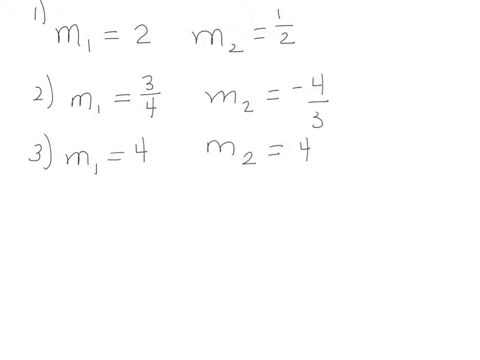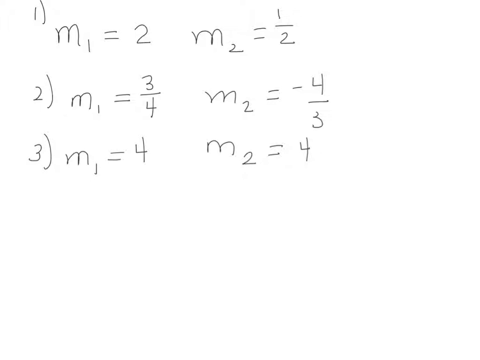Here are some examples that help us take a look at lines with the given slopes, and we'll be asked to determine if the lines are parallel, if they are perpendicular, or if they are neither. Well, we have to remember that parallel lines have the same slope. So in my first example here, M1 is 2, so the slope of the first line is 2. The slope of the second line is 1/2. They are not the same, and therefore those lines are not parallel.